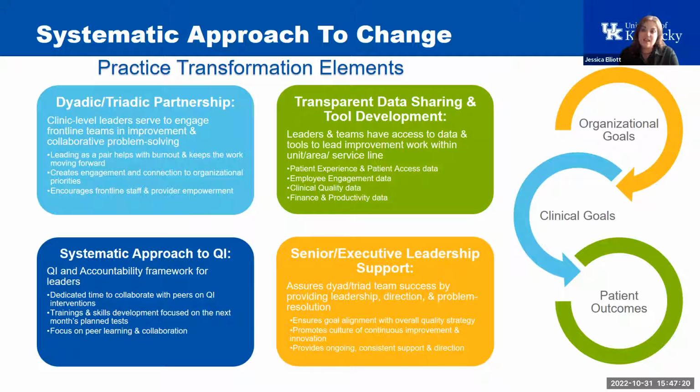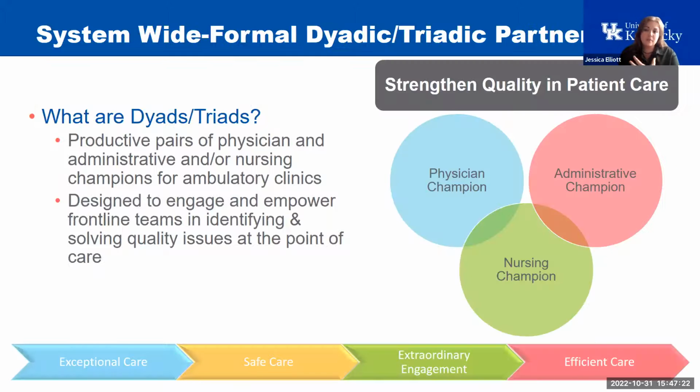Now, with that, Alicia is actually going to talk with you a little bit more about that dyadic triadic structure we've mentioned. Right, so your dyads are going to be made up of a pair that's going to include a physician champion and an administrative champion. And your triads would be a team of 3 that would include that same physician champion and administrative champion, but they're also going to have a nursing champion. And these teams really strengthen the quality and patient care.